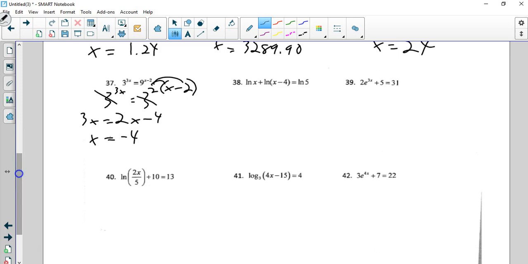Now, 38. Here's what you cannot do. Oh, I have ln's on both sides. Remember, the reason you can't do that is because then people are going to write this. x plus, do not write this down, x minus 4 equals 5. And that will lead you to the wrong answer. That is mathematically incorrect. Remember, condense, condense, condense. Plus means times.